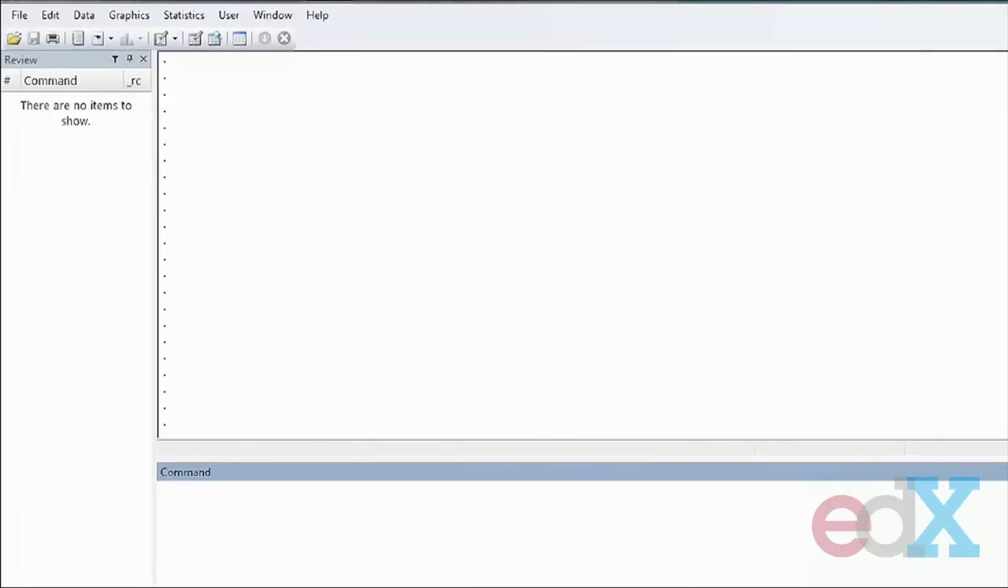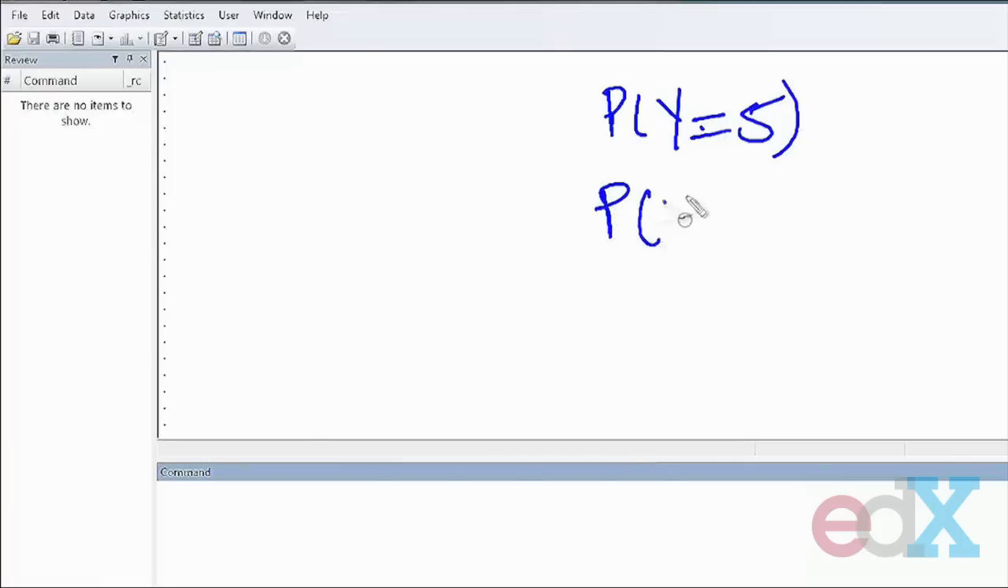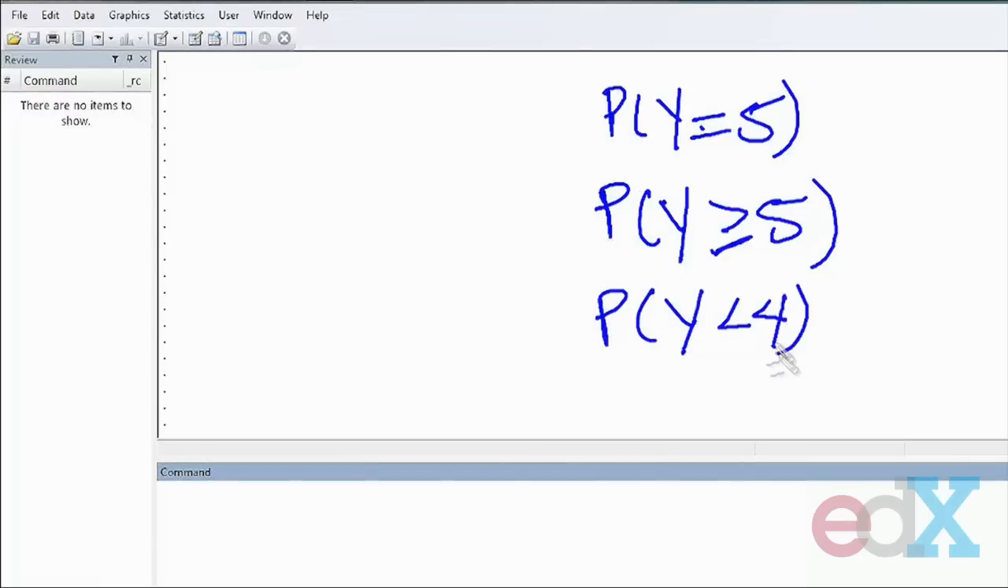At this point, go ahead and open up Stata on your computer and we'll get started. We want to do 3 calculations. We're going to calculate the probability that y is equal to 5, the probability that y is greater than or equal to 5, and then we're also going to calculate the probability that y is less than 4 to give us a different way to calculate this probability. So let's see how to do that in Stata really quickly.